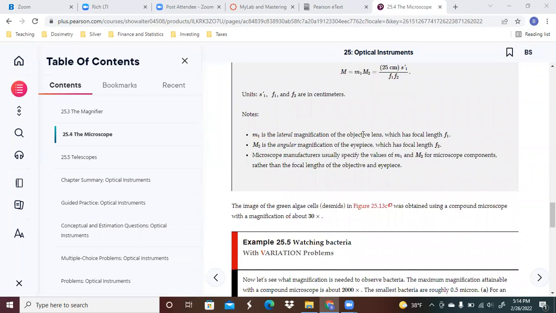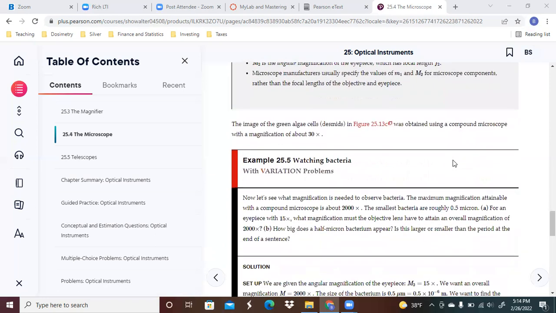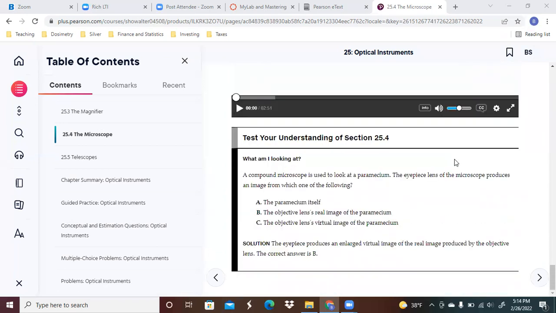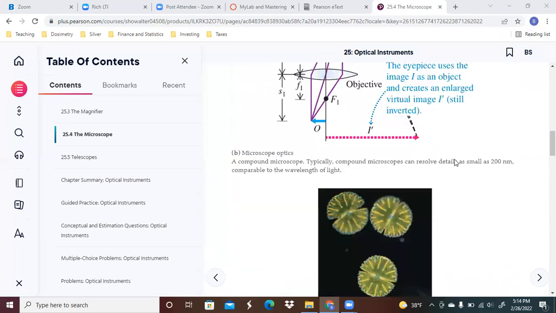M1 is going to be the lateral magnification of the objective lens. M2 is going to be the angular magnification of the eyepiece. And microscope manufacturers usually specify the values of M1 and M2 for microscope components rather than the focal length of the objective and eyepiece. So you got some problems there that you can work through.